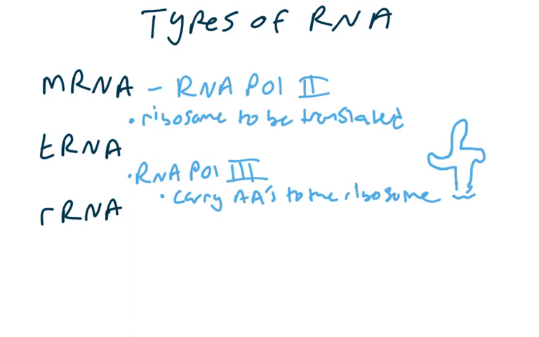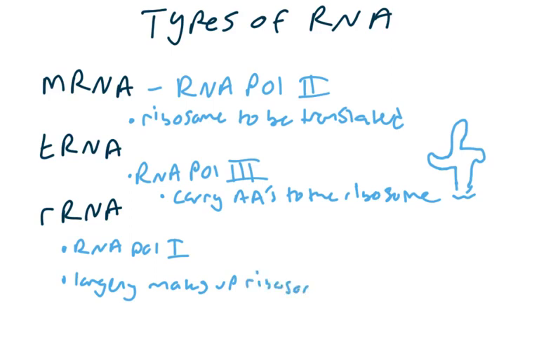Finally, we have rRNAs. rRNAs are produced by RNA polymerase 1, and rRNA is largely what makes up the ribosome. So that's the ribosomal RNA. The ribosomal RNA combines with proteins to form the ribosome, which is one of the key players in translation, basically translating this mRNA message into a functional protein.